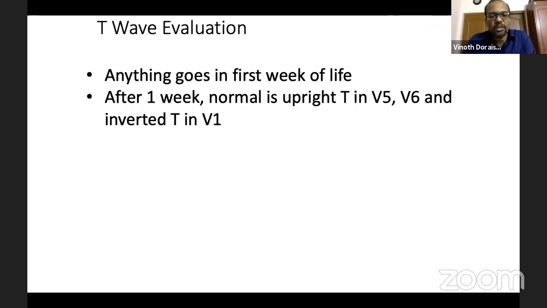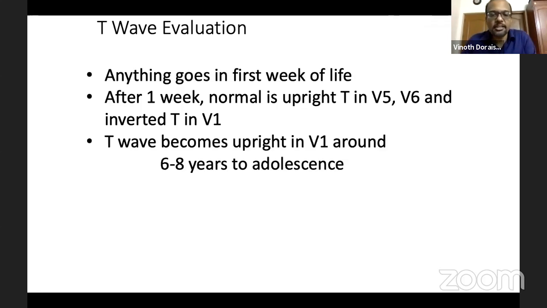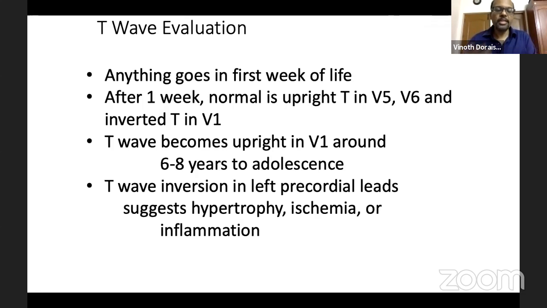But after the first week of life, up to 6 to 8 years or up to adolescence, the T wave will be inverted in V1 and upright in V5, V6. And after adolescence, it becomes upright in V1. So that's why we diagnose right ventricular hypertrophy after 1 week of life: if the T wave is upright in V1, it is right ventricular hypertrophy. So T wave inversion in the lateral leads or left precordial leads suggests hypertrophy, ischemia, inflammation.